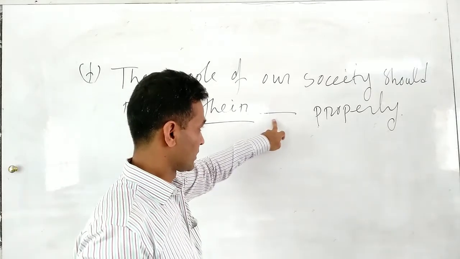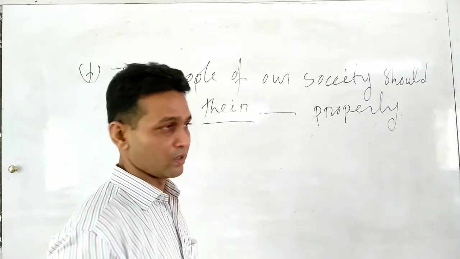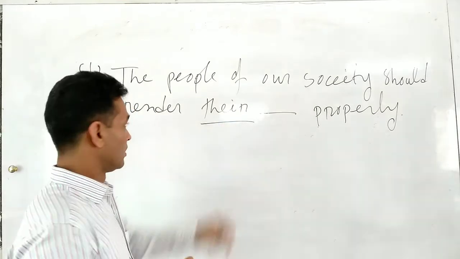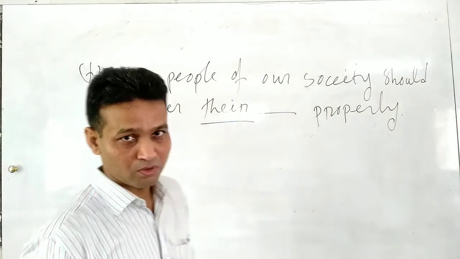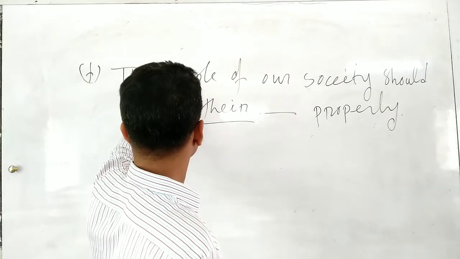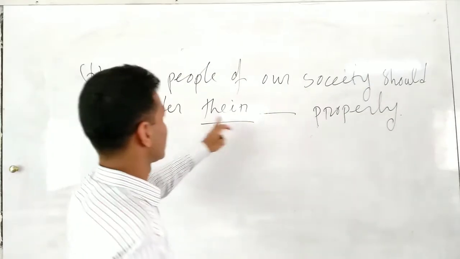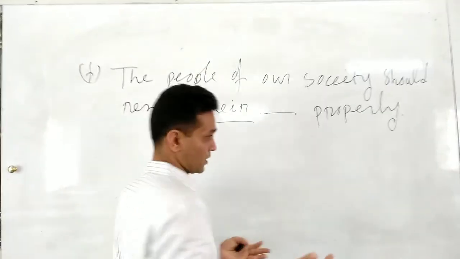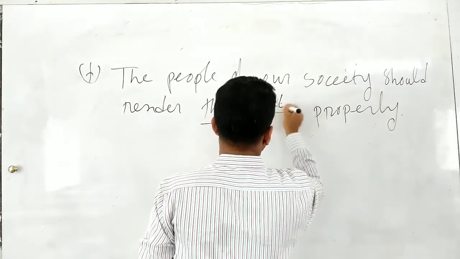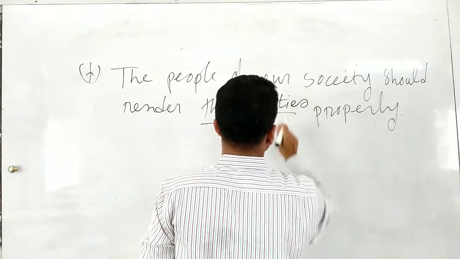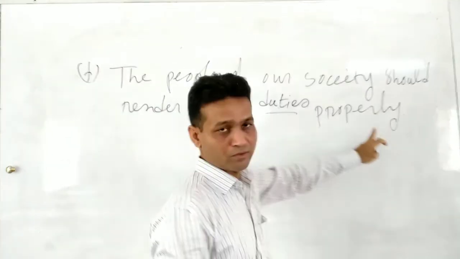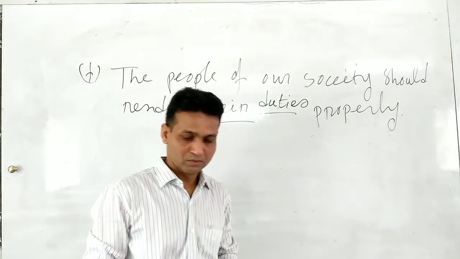In this gap, you have to use, of course, a noun form of any word. You have to use the noun form of the word, of course, after possessive case. Okay, after possessive, what will you use? Of course, noun form of word. Now, what can you use here? According to the sentence, the people of our society should render their duties properly. So you can understand better, I hope, their duties or responsibilities, of course. So, the people of our society should render their duties properly. Their duties, of course, the noun form of the word.